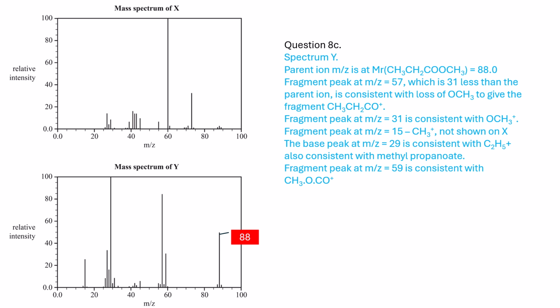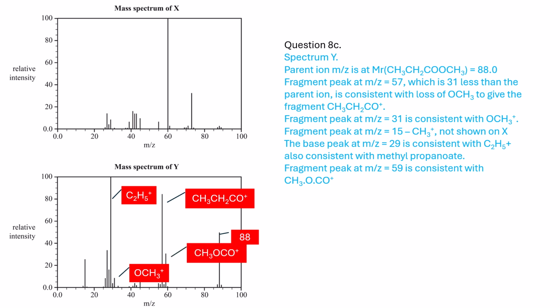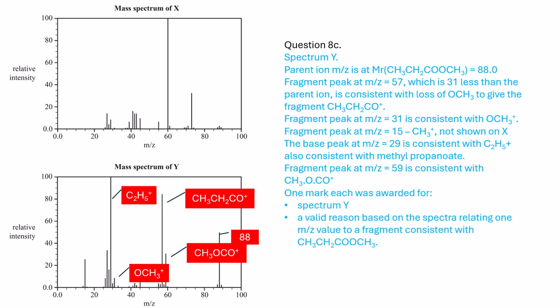Fragment peak at m/z equals 57 is consistent with the fragment CH3CH2CO+. Fragment peak at m/z equals 31 is consistent with OCH3+. Fragment peak at m/z equals 15 is CH3+. The base peak at m/z equals 29 is consistent with C2H5+, and also consistent with methylpropanoate. Fragment peak at m/z equals 59 is consistent with CH3OCO+. 1 mark was awarded for spectrum Y and another mark for one of the above reasons.